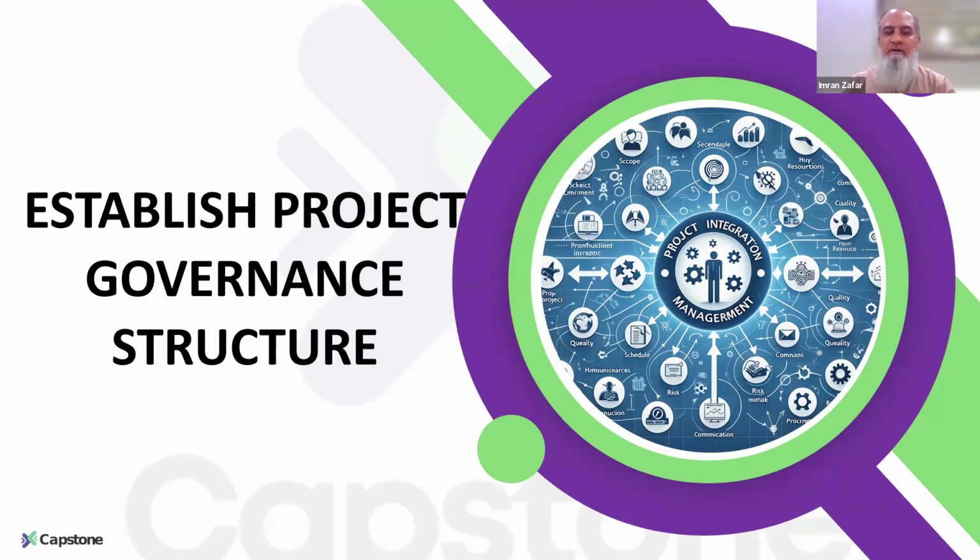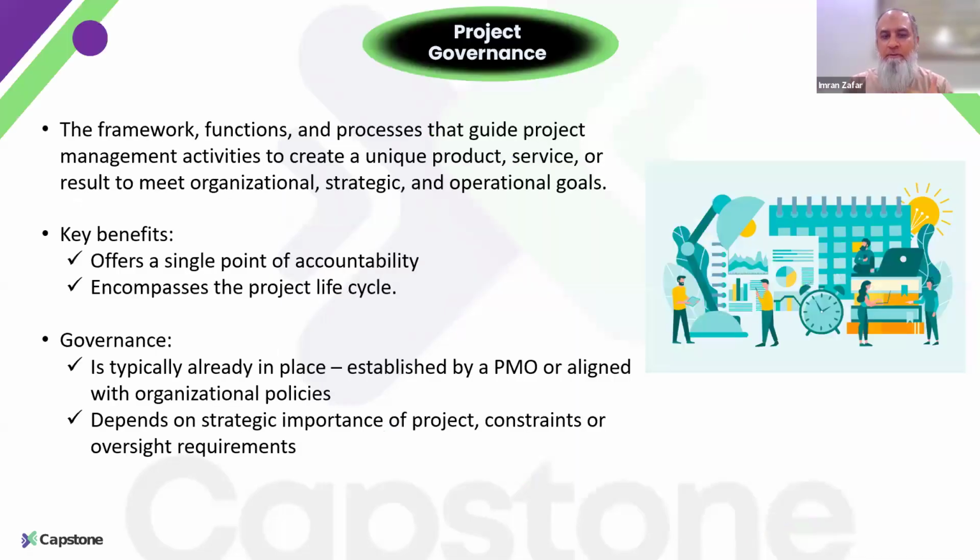When we talked about the fundamental part, we talked about something related to governance there as well. Governance is basically the framework, as both of you rightly said: the functions, the processes, the SOPs that are applicable to the project, and how we will be doing project management related activities to create our deliverable. This is what governance is.